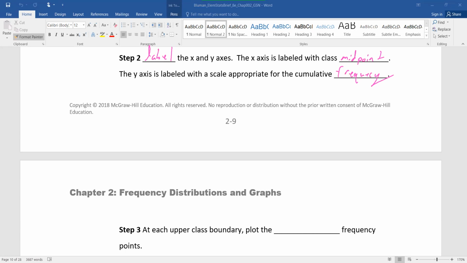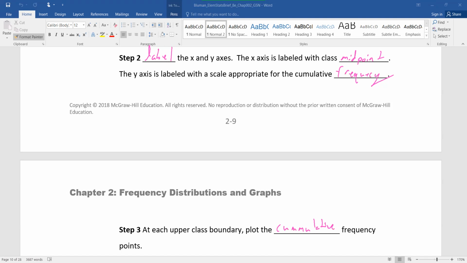So what's a good scale? I'm thinking fives for sure. Like go 5, 10, 15, 20. And it's okay to change it from graph to graph as well. All right. And that last step there, at each upper class boundary, you're just going to plot the cumulative frequency points. Any questions there?